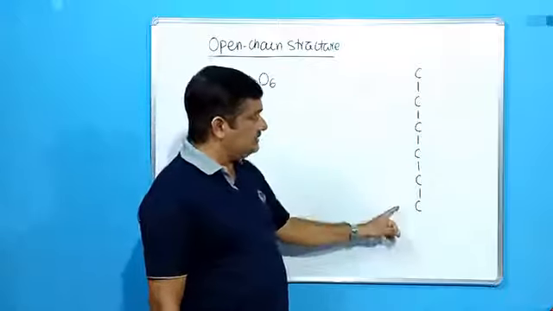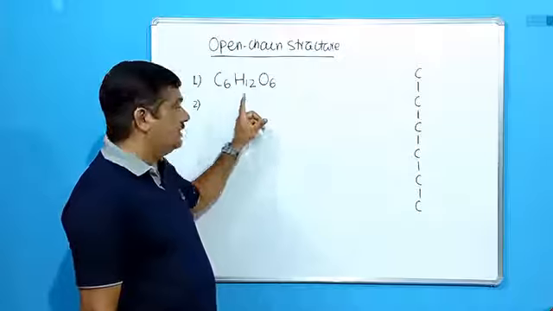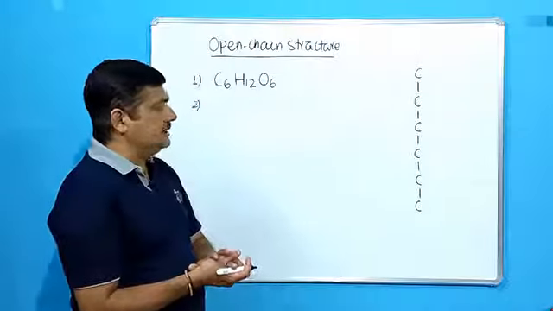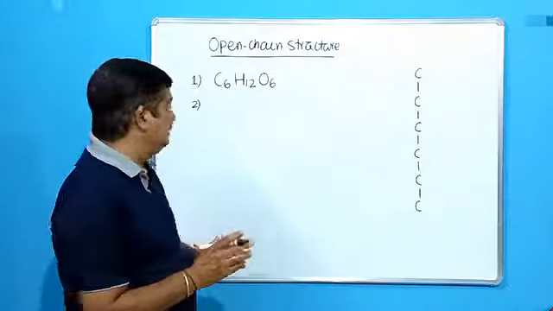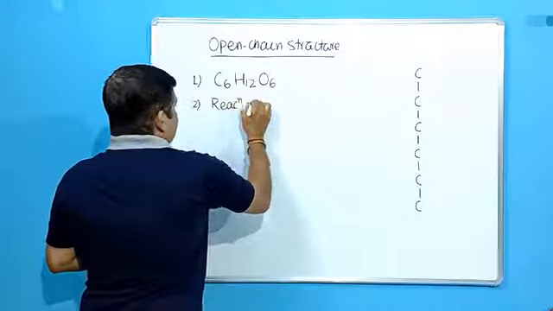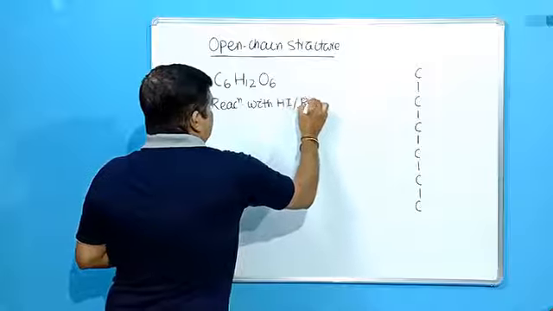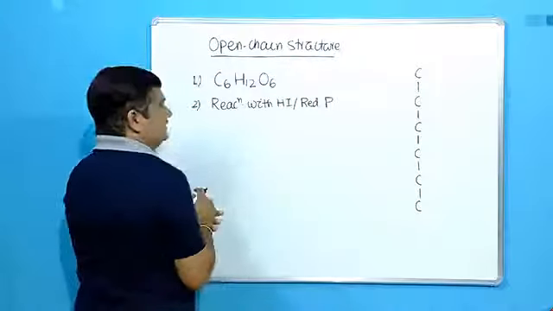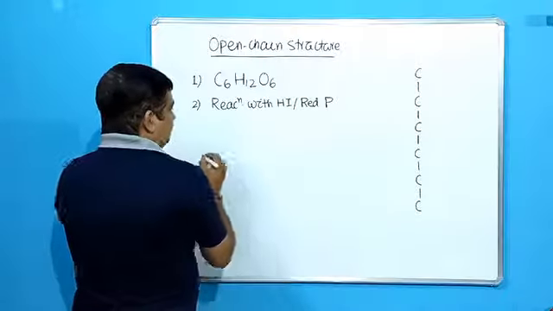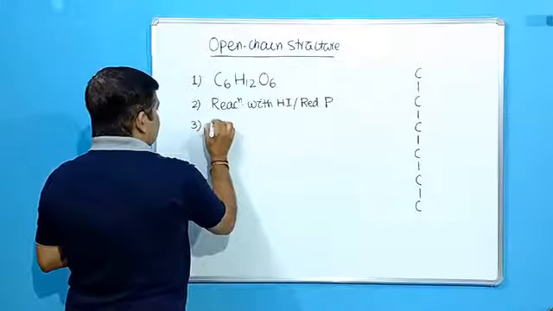So step 1, the first reaction, with concentrated hydrogen iodide or red phosphorus, is a reduction. It proved that glucose contains 6 carbon atoms which are not branched. So the reaction with HI or red phosphorus, there is reduction, which proved that glucose has a straight chain or open chain structure having 6 carbon atoms.